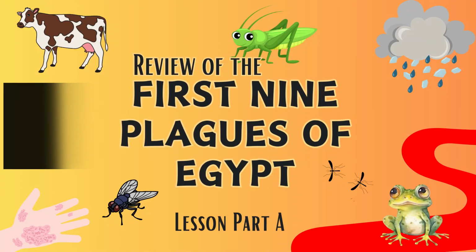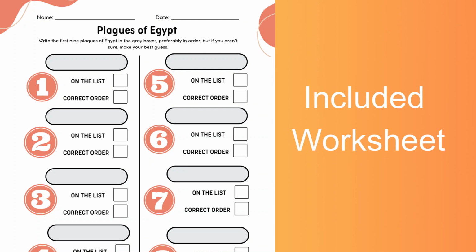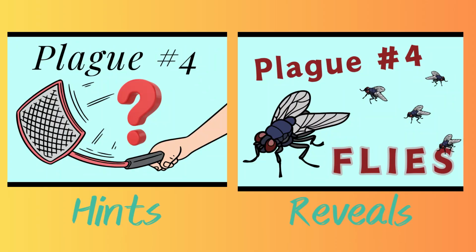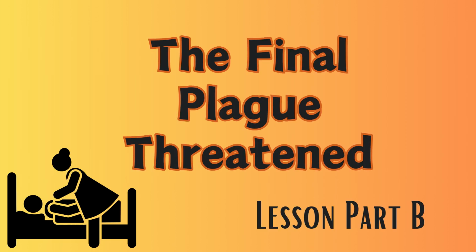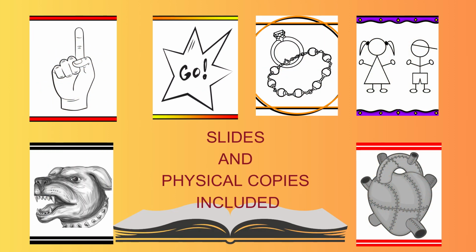Students review the first 9 plagues by writing down as many as they can remember, and then colorful PowerPoint slides provide hints and reveals for each of the 9 plagues, allowing students to self-check their work. After reading Exodus 11 together, students are challenged to retell the narrative using just 8 pictures.